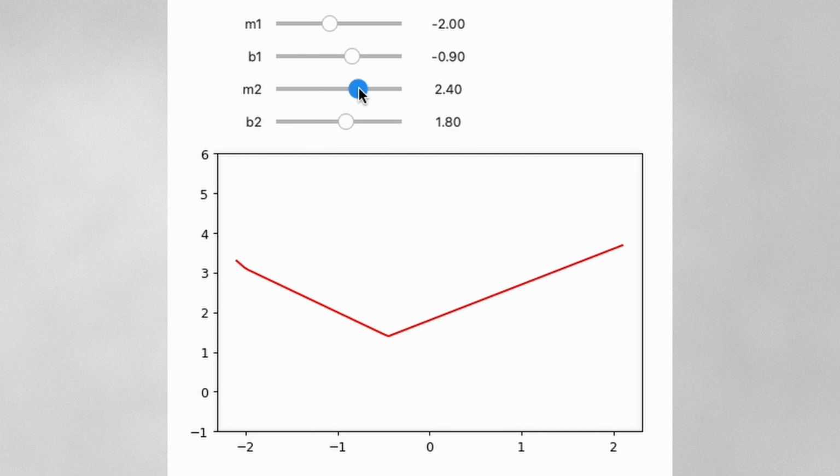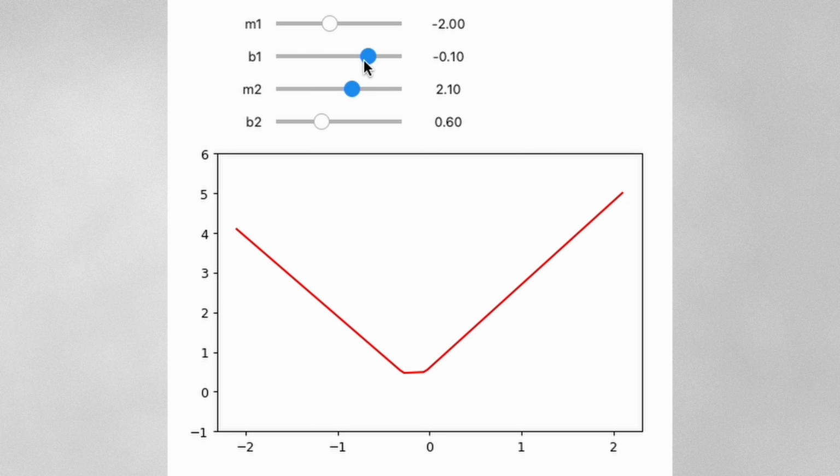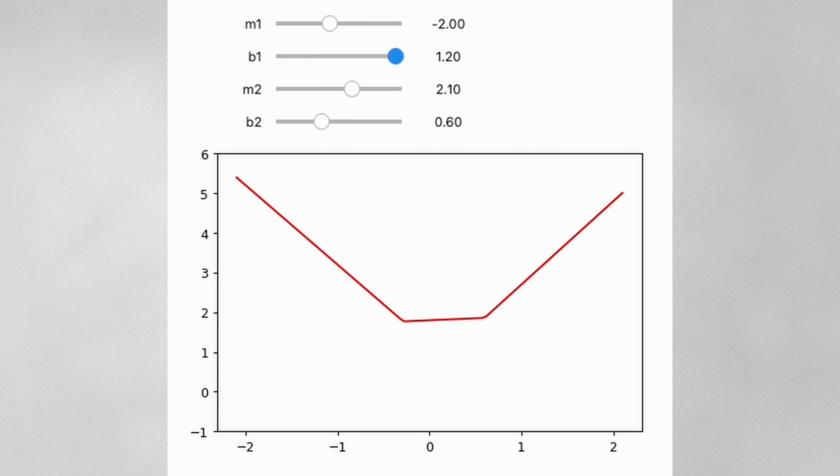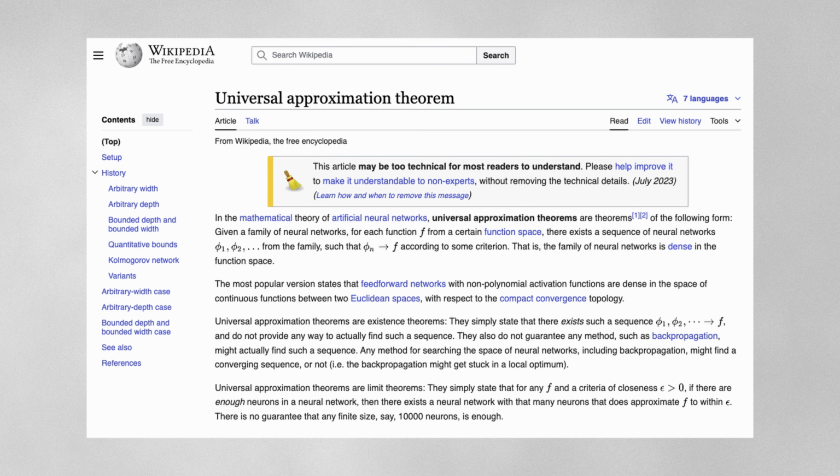And if we kept adding ReLUs, we can make some really complicated shapes. In fact, with enough ReLUs, we can stack them up like Lego blocks to make any shape. And this is what the grown-ups call the universal approximation theorem. And this is what makes neural networks so powerful.